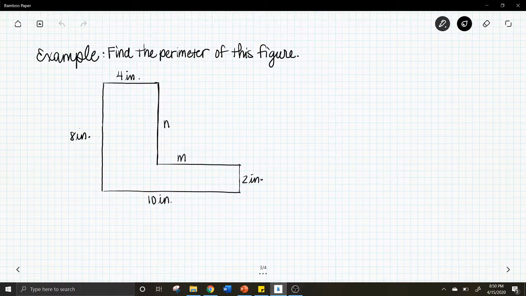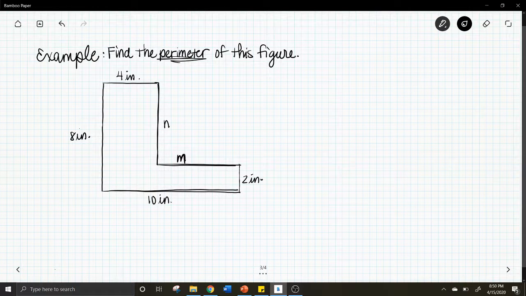So we've got some of our sides known, some of our sides unknown. So before we find the perimeter, we need to find our missing sides. So let's first look at letter M. What could letter M be? Letter M is parallel to this side that is 10 inches. So that's going to be associated with it. So 10 inches equals M plus what other length is parallel to it? 4.